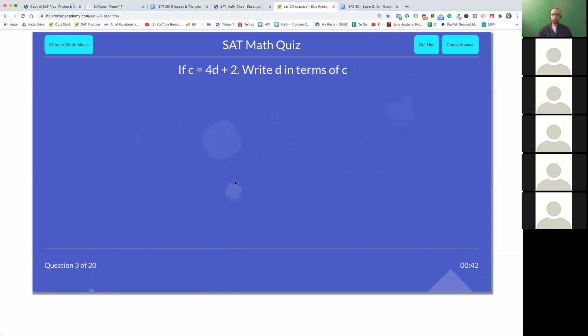Okay, let's try this one. Superb. So here you take the 2 to the other side, you get c minus 2 over 4, right? Again, guys, these problems should be so easy. You should look at this and laugh at it, right? This is so easy.